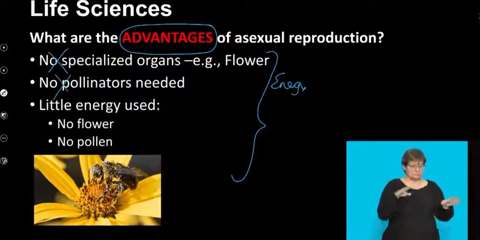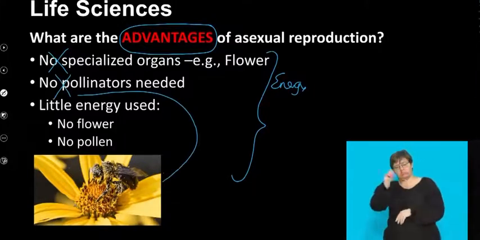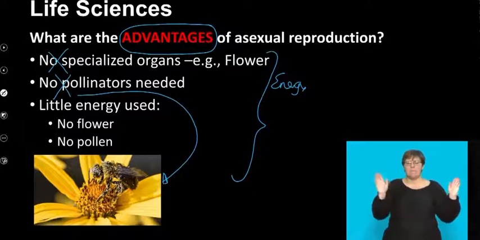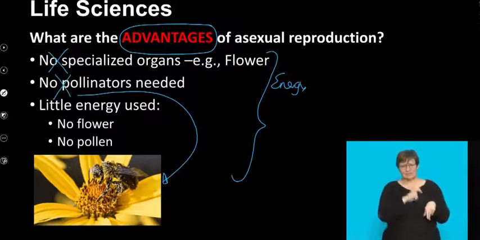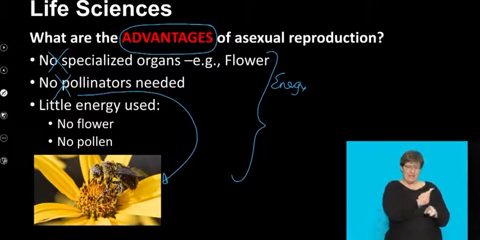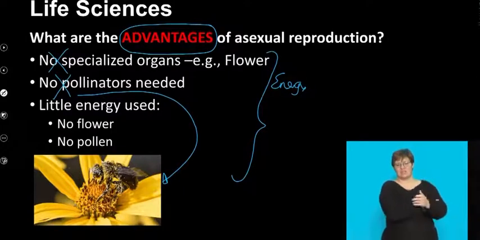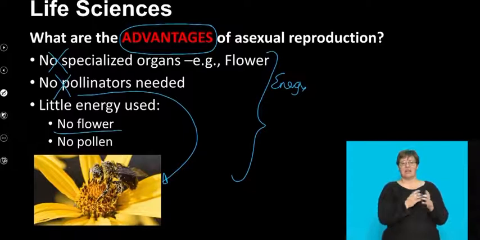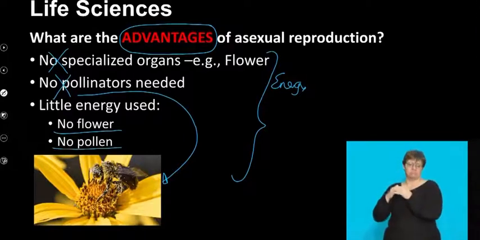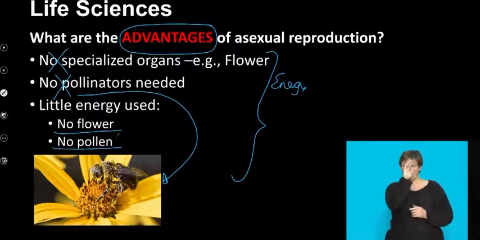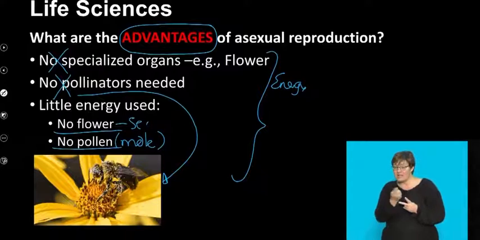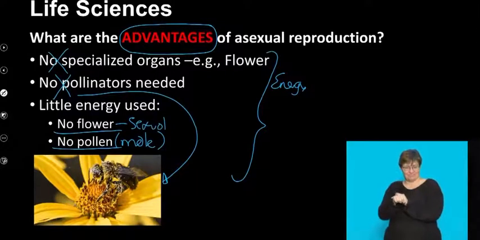If I don't have a flower, what do I not need? I don't need the bees, I don't need butterflies, I don't need birds. I'm taking the middleman out of the equation. So for the plants, it saves them a lot of energy, not having a flower, not having to make the pollen. Because remember what we said? Pollen was the male part, and the flower is the sexual reproductive organ. So we're taking them out of the equation.